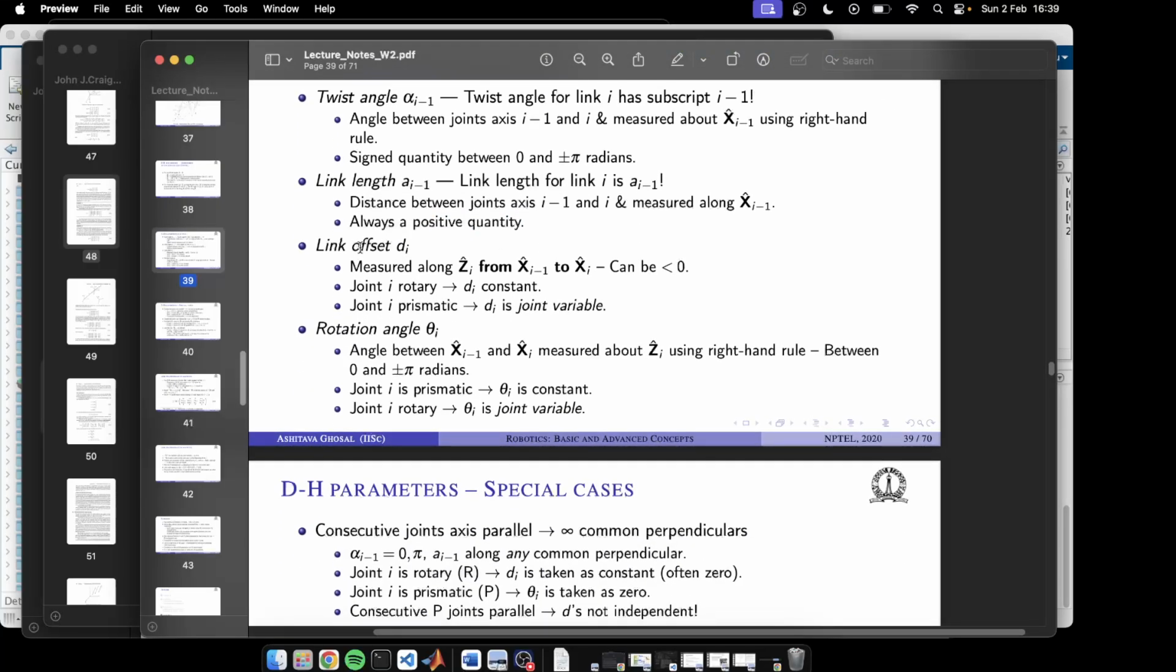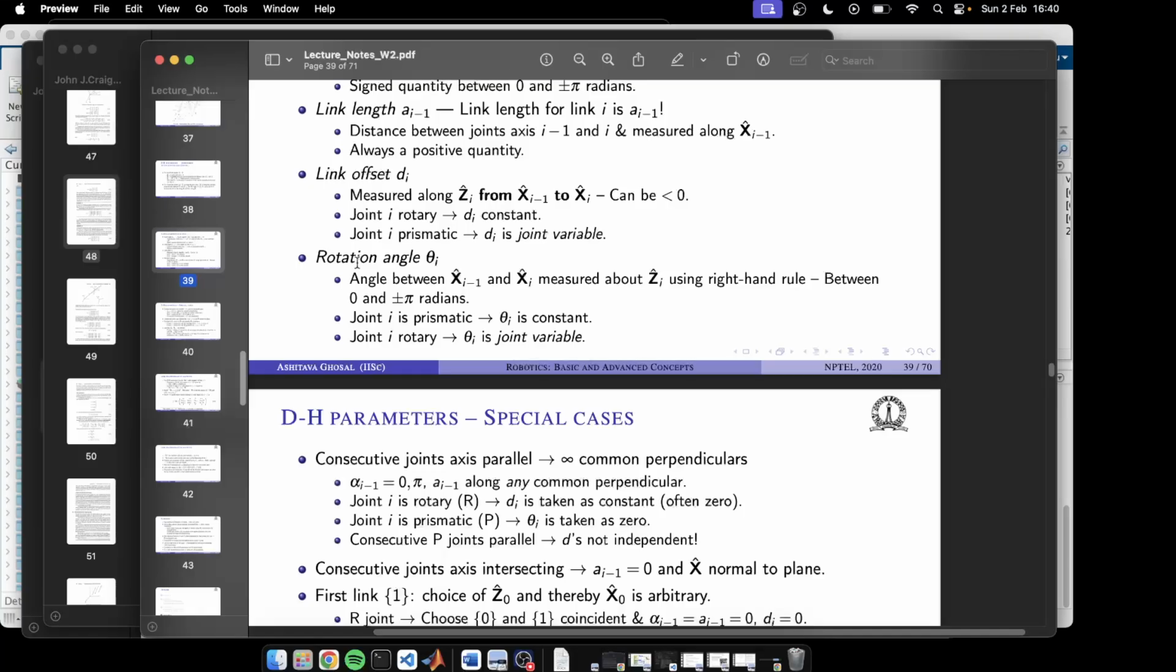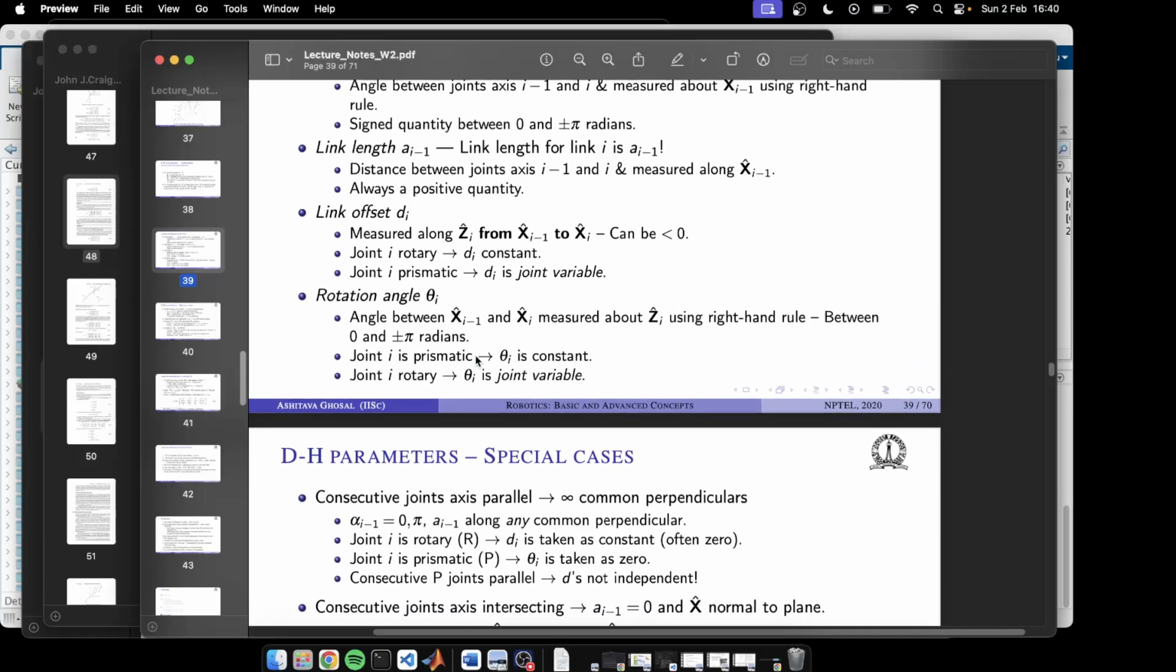Now the other two are link offset. So link offset is measured along zi and between xi minus 1 to xi. And this is basically a joint variable when we have a prismatic joint. And in case of a revolute joint, this is constant. And finally, the rotation angle theta I, which is the angle between xi minus 1 and xi, measured about the zi axis using the right hand rule. For prismatic, this is constant, and for a revolute joint, this becomes the joint variable, right?